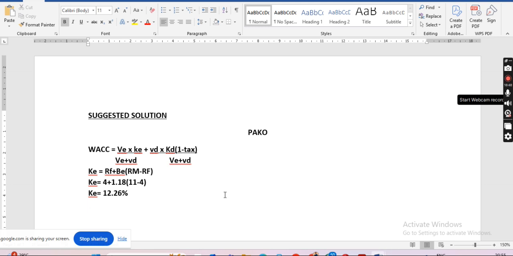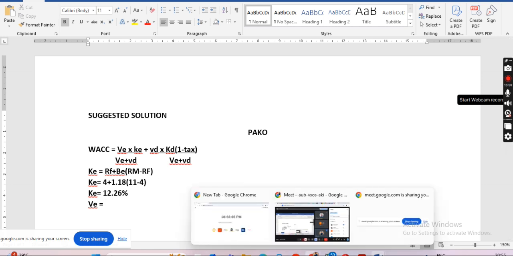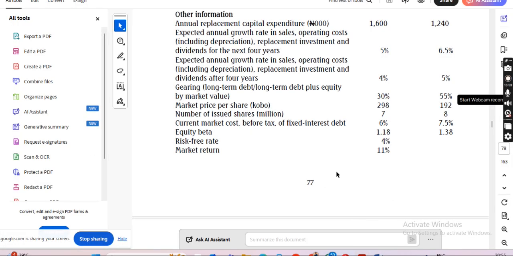Now, if this is established, what will be our value of equity in the question? Now, let's check what will be our value of equity. Don't forget, we were given all this, right? The gearing by market value. Is that not so? So you can see that the level of gearing is debt divided by debt plus equity.